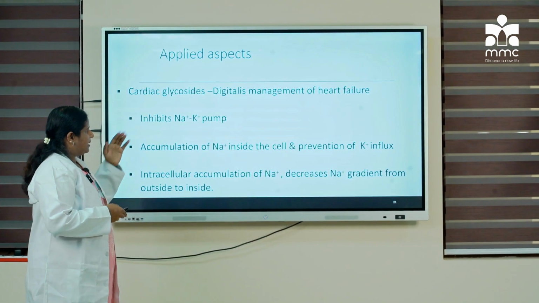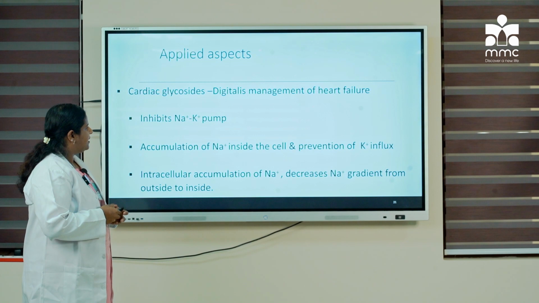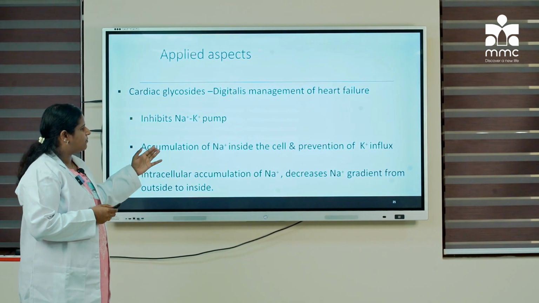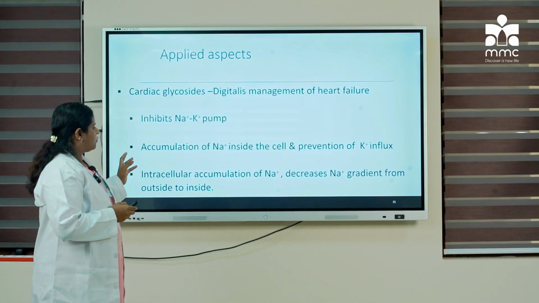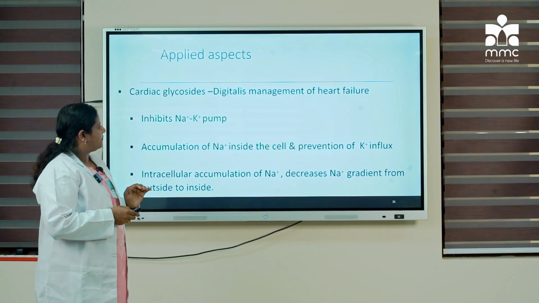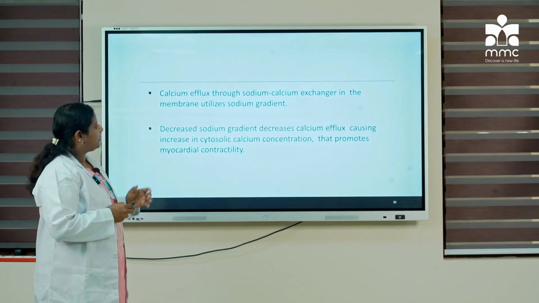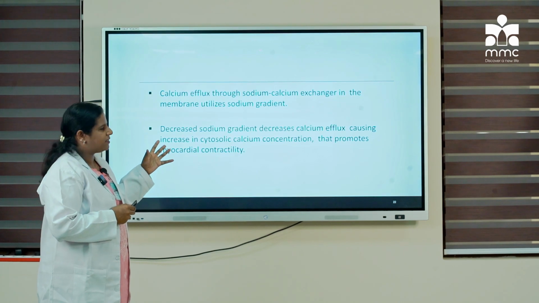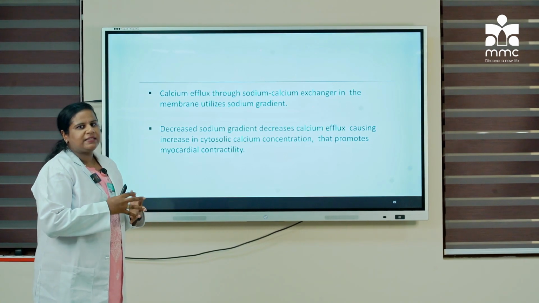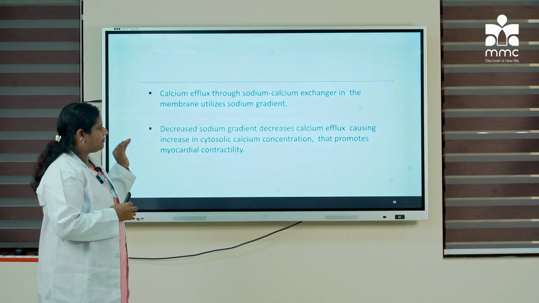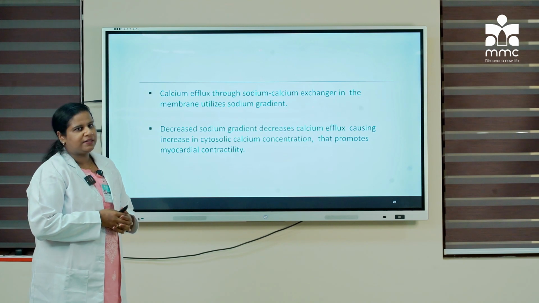Okay, so again the same thing: cardiac glycosides like digitalis are used in the management of heart failure and inhibit the sodium-potassium pump. It helps in accumulation of sodium inside the cell and prevents potassium influx. The intracellular accumulation of sodium decreases the sodium gradient from the exterior to the interior of the cell, and because of that, the calcium efflux through the sodium-calcium exchanger in the membrane, which utilizes the sodium gradient, is disabled. The decreased sodium gradient causes a decrease in the efflux of calcium, and it promotes an increase in the intracellular calcium concentration and enhances the myocardial contractility.